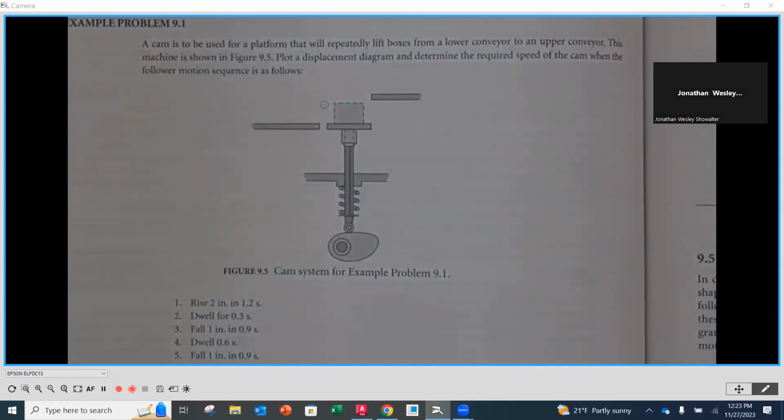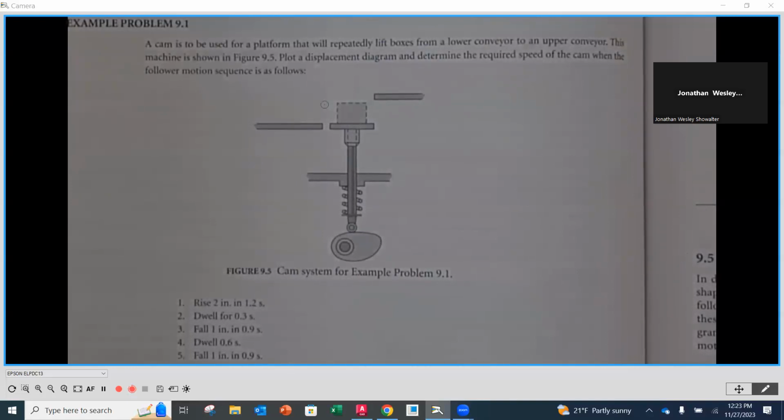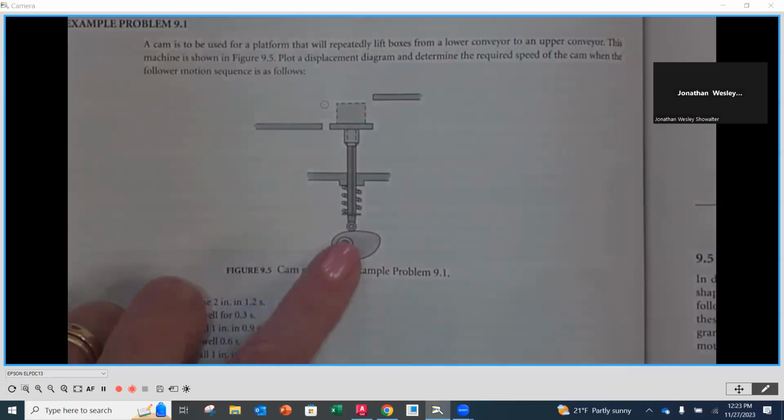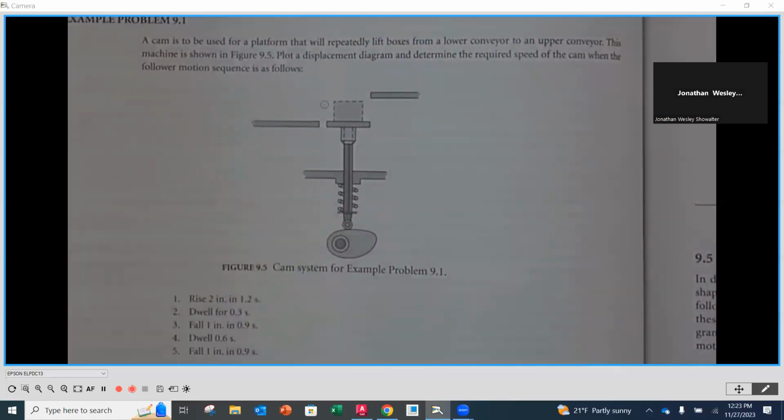Now, what about the follower type? Can you identify what that follower type looks like? It does look like a roller, right? Exactly. I don't know for sure, and I don't think that this actually tells us that it's a roller, but it appears to be a roller on that outside surface. Good. You'll notice that the spring is here. What do you think that spring's job is to do?